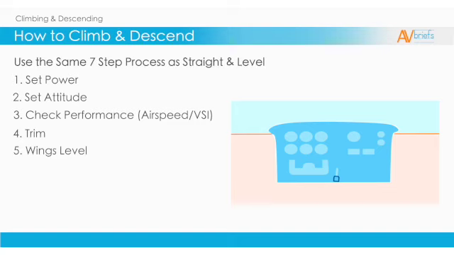Do this again, out of the front windscreen. Make sure the wings are level with the horizon. Double check with the attitude indicator, but it is not your primary reference for wings level.